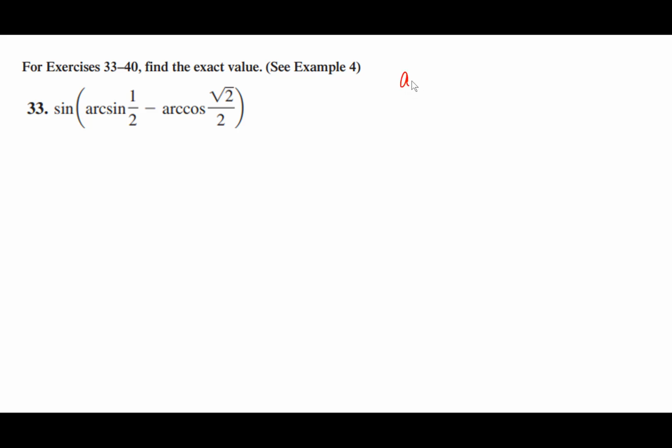So for arc sine, that range is negative pi over 2 to pi over 2. And so you have to make sure that whatever angle you write for arc sine 1/2 has to be in that range. And for arc cosine, that range is 0 to pi. So you've got to know those ranges or you're going to put in the wrong value when you find the arc sine or arc cosine.